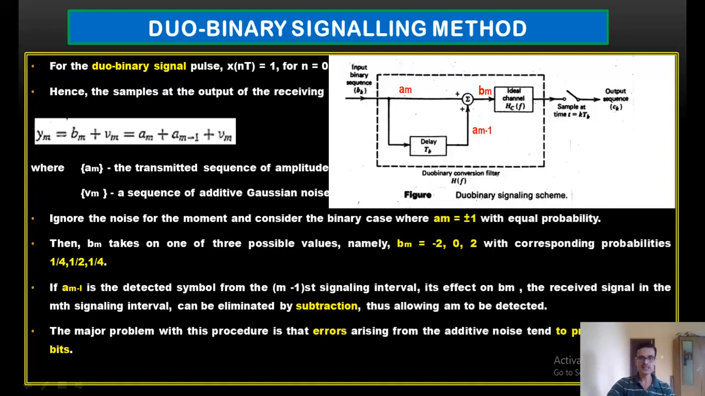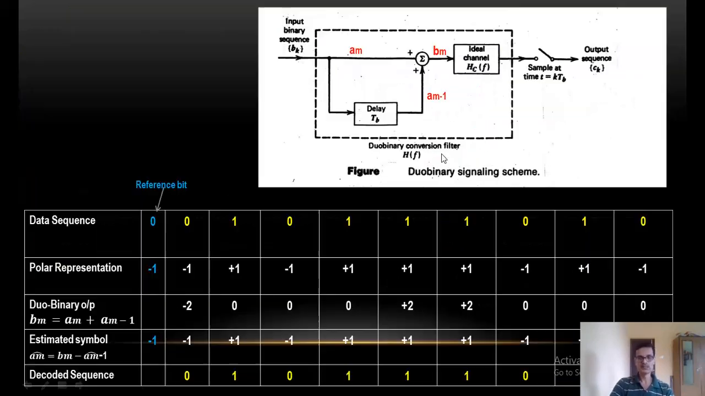But before that, let us understand this concept by using one example. Just look at this example here. I have taken the same figure. We are going to add A_m with A_(m-1). A_m is the data sequence. Let me say the data sequence is this, the yellow colored one, 0 1 0 1 1 1 0 1 0, which is the data sequence A_m.